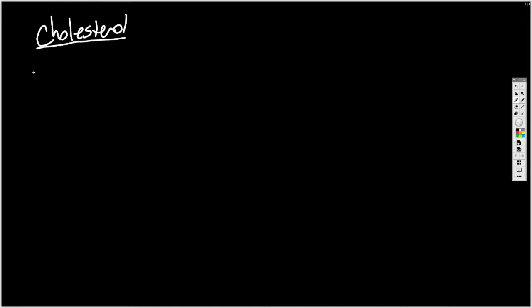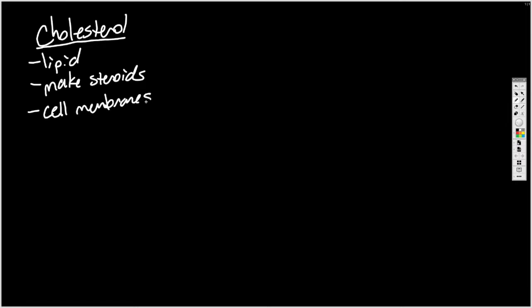is a lipid, and it's very important in the body. Okay, we need it to make steroid hormones, so things like cortisol and testosterone and those types of hormones. We need it for all of our cell membranes. Some cell membranes have more cholesterol than others. We need it to make bile salts. And what bile salts do is they help us to break down fats. So we need it for digestion.